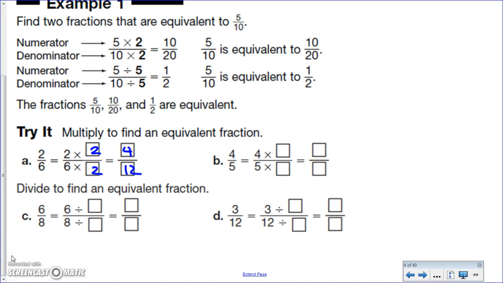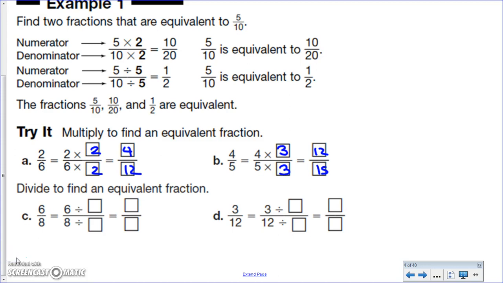For B, we have 4/5 and we want to multiply the numerator and the denominator by the same number. So we're going to use 3 this time. Then 4 times 3 becomes 12, and 5 times 3 becomes 15. That means 12/15 is equivalent to 4/5.